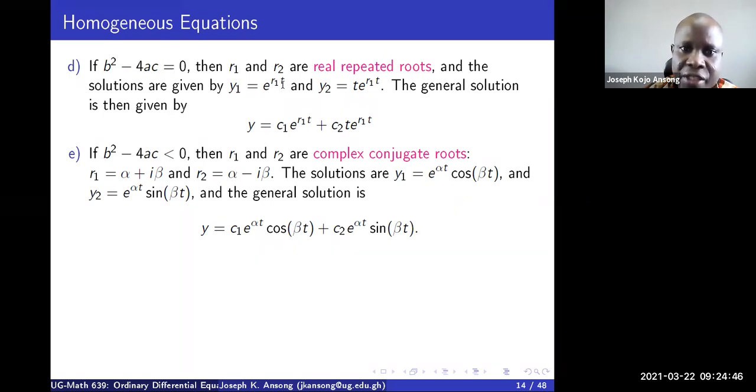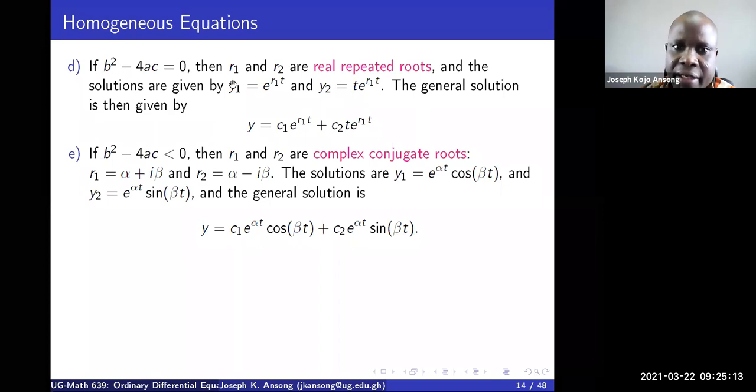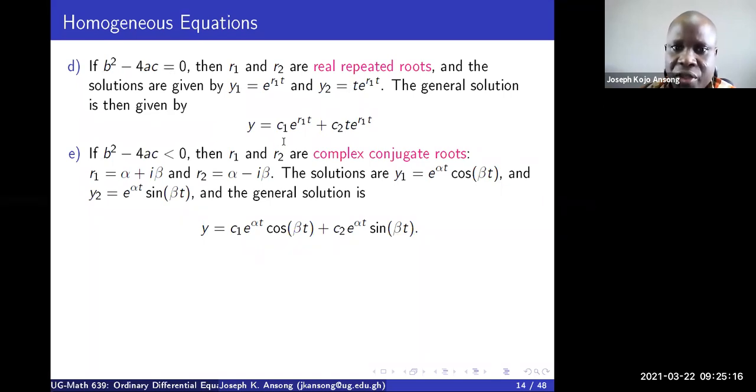For repeated roots, to get two distinct solutions, y1 is one of them, which is e to the R1t. Remember, R1 is the same as R2, so we could have replaced R1 by R2, or just R. So e to the R1 times t is a solution. To get a second distinct solution, you multiply this by t, your independent variable. A linear combination of these two solutions gives you the general solution in the case of repeated roots. This is what you get. Good, we'll do examples of these.